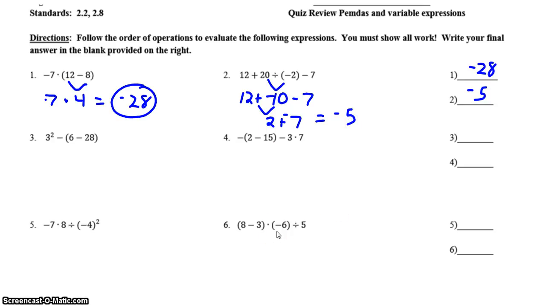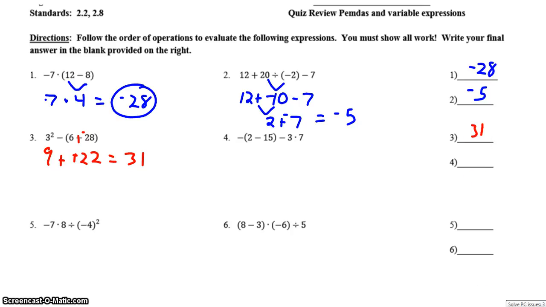If you look at number 3, I have a set of parentheses as well. I'm going to do that first. 6 minus 28 can be written as 6 plus -28, so this would become -22. 3 squared is 9, so now I have 9 minus -22. Because there's two negatives next to each other, it becomes 9 plus 22, which equals 31. So your final answer there is 31.